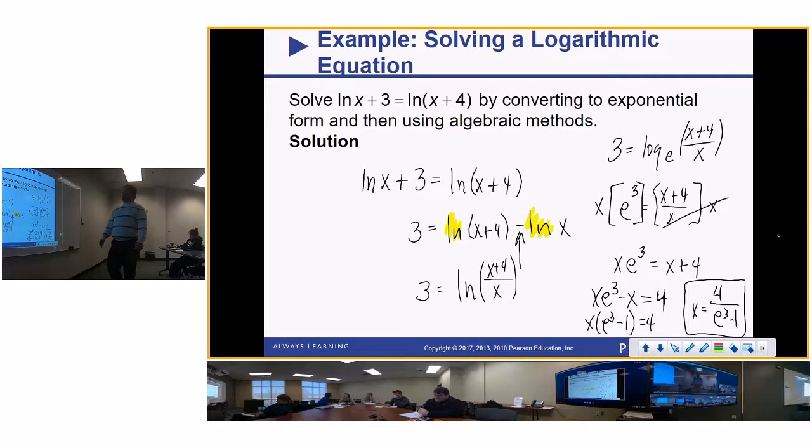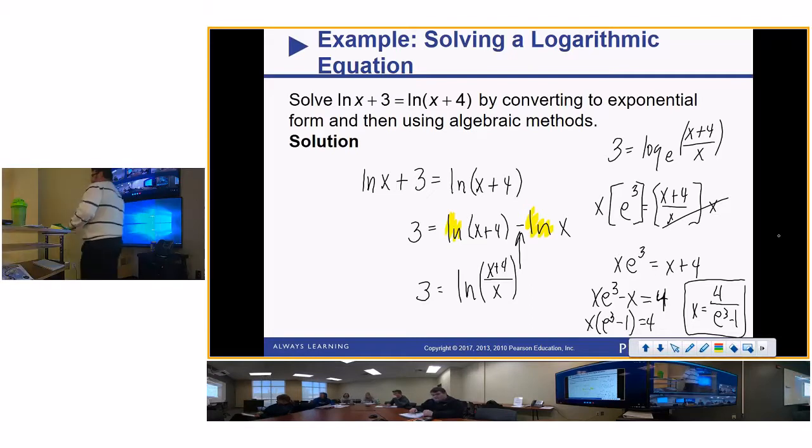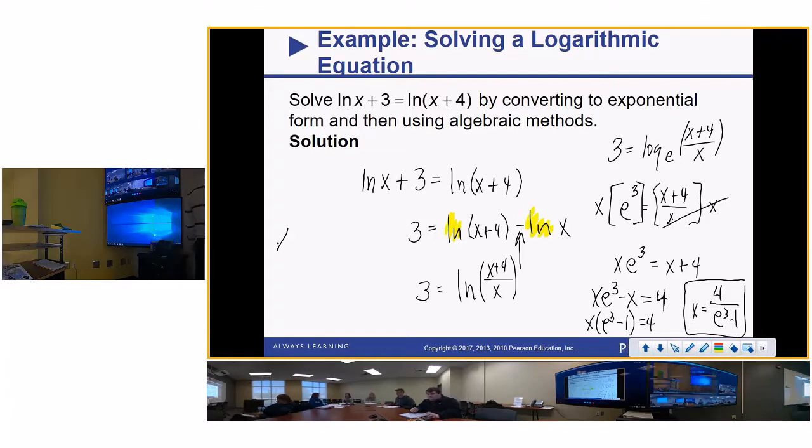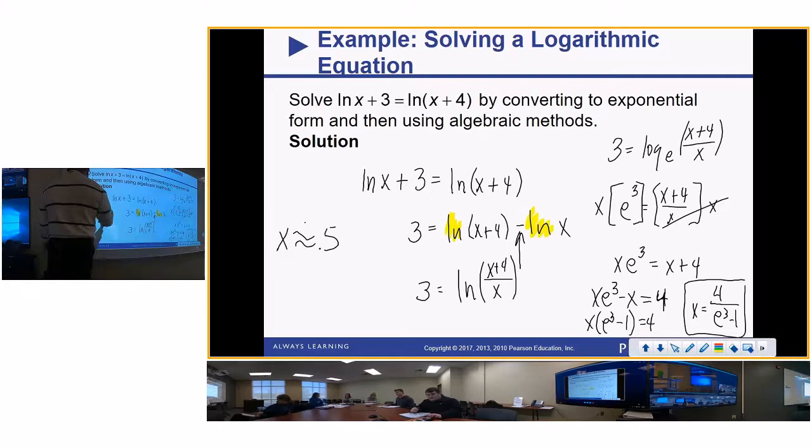So what is e to the third? That's going to be 2.1 to the third power, which is going to be 2 to the third, is going to be around 9. So 4 minus 8, 4 divided by 8, oh my gosh, it's close to half. It's going to be around 0.5. X is equal to around 0.5.